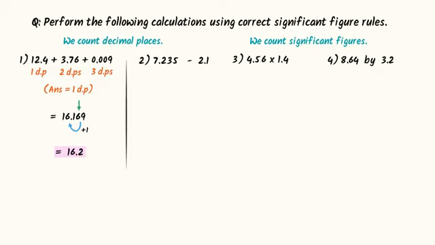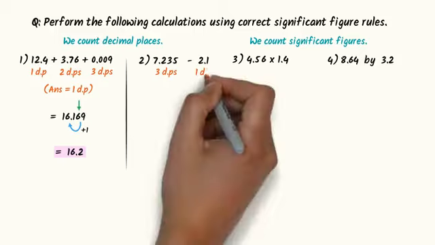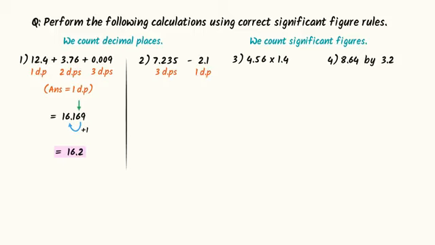The second part is 7.235 minus 2.1. This is subtraction, so we count decimal places. 7.235 has 3 decimal places. 2.1 has 1 decimal place. The least decimal place is 1, so our final answer needs 1 decimal place. We subtract 7.235 minus 2.1 gives us 5.135. The next digit is 3. Since 3 is less than 5, we drop it. So the final answer is 5.1.